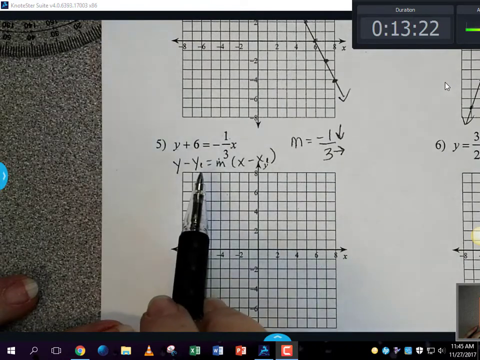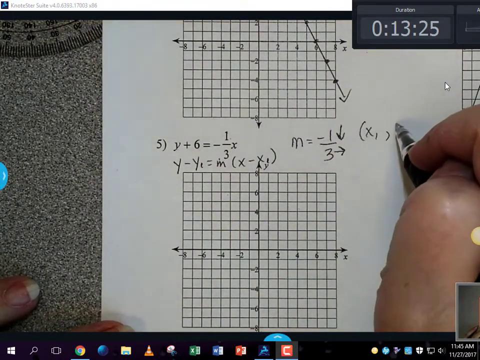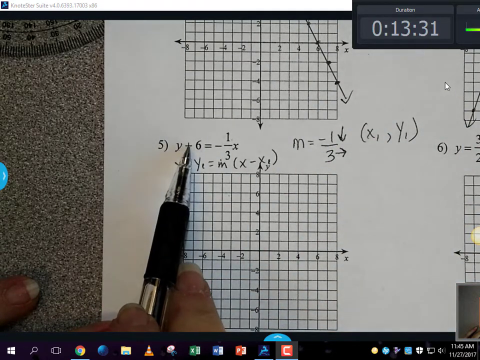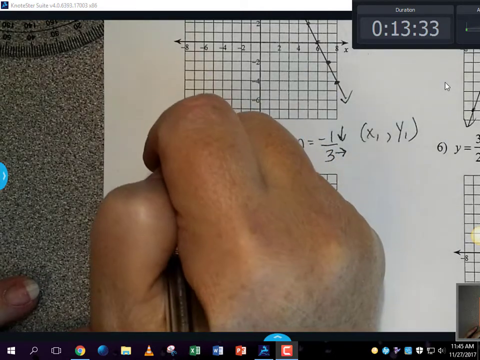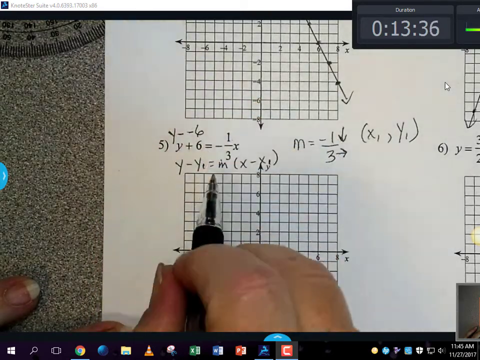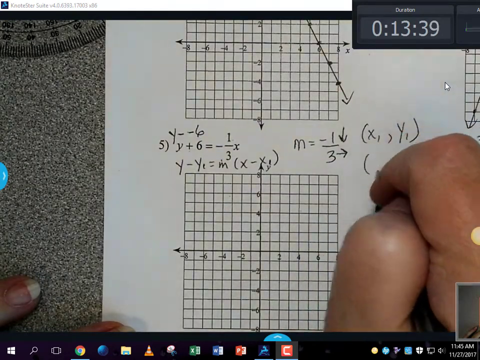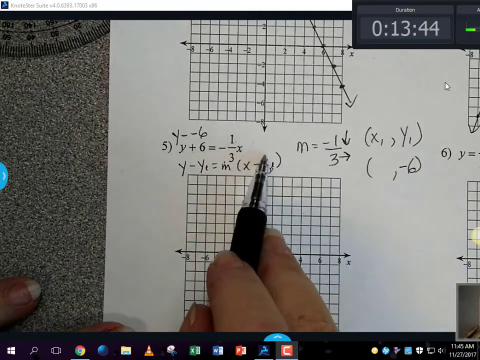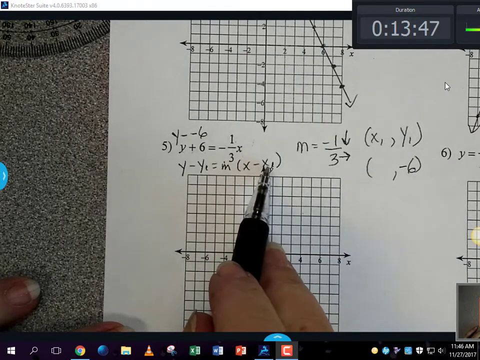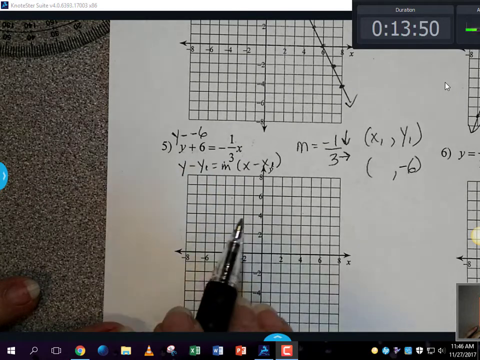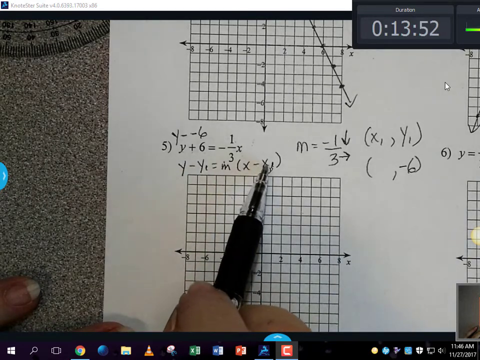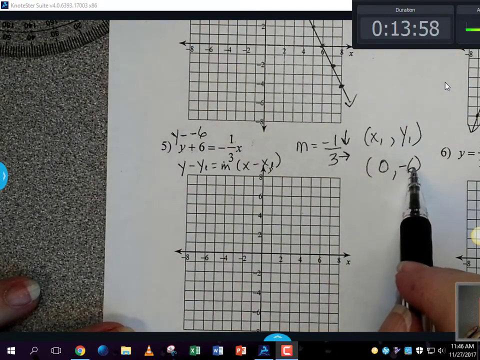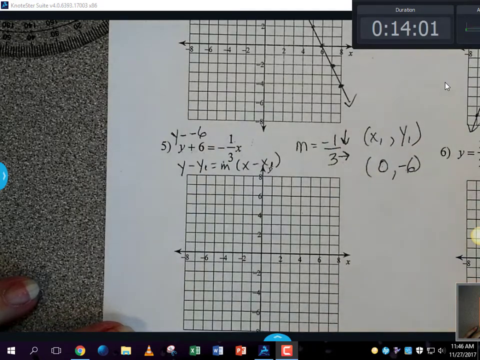Now, as far as my x sub 1, y sub 1, okay, so I see that this is a plus. This only became a plus if I subtract a negative. So I have y minus negative 6. That means that y sub 1 is negative 6. And my x sub 1, wait a second. Where did x sub 1 go, right? The only way x sub 1 or y sub 1 completely disappear is if they are 0. So in this case, x sub 1 is 0. So I will be starting at 0 comma negative 6, and I will go down 1 and right 3.